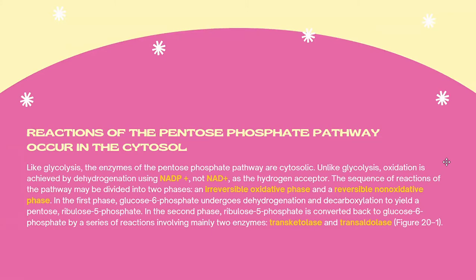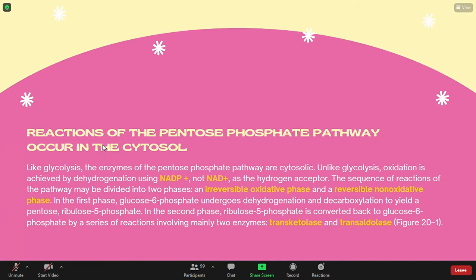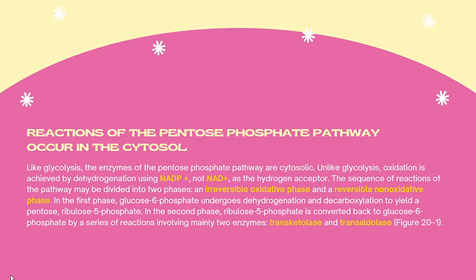So the reactions of the pentose phosphate pathway occur in the cytoplasm. What other pathway is in the cytoplasm that belongs to glucose metabolism? Glycolysis. So there is an interrelation between the pentose phosphate pathway and glycolysis. Like glycolysis, the enzymes of the pentose phosphate pathway are found in the cytoplasm.